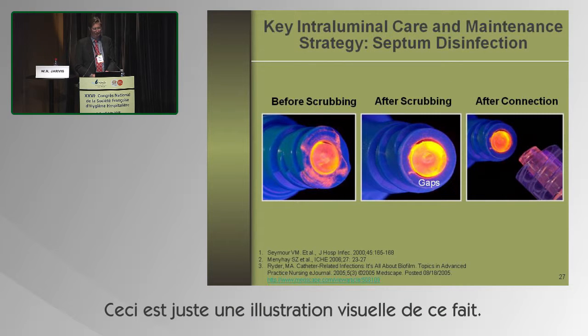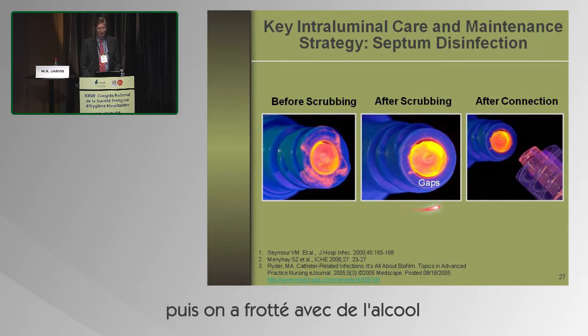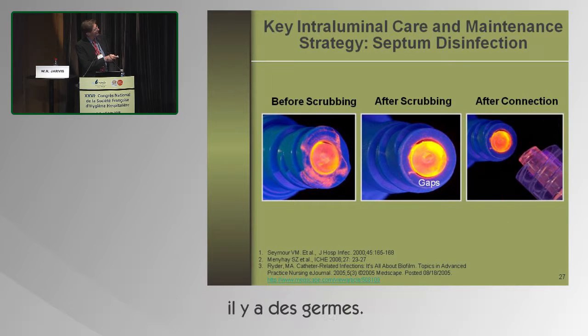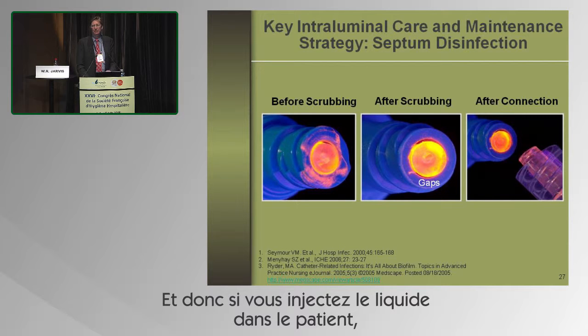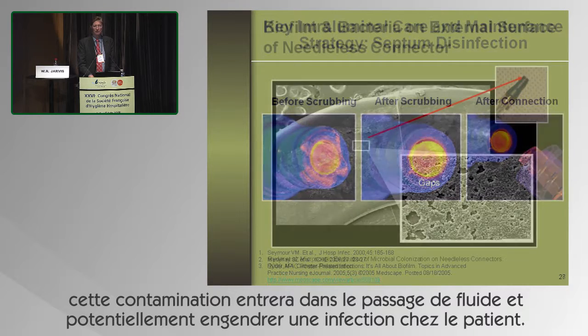This is just a visual illustration of this fact. So this is putting glow germ on a connector and then scrubbing it with alcohol and then attaching a syringe. And you can see on the internal surface of that syringe the glow germ. And so if you were injecting fluid into this patient, that contamination would enter the fluid path and potentially lead to infection in your patient.